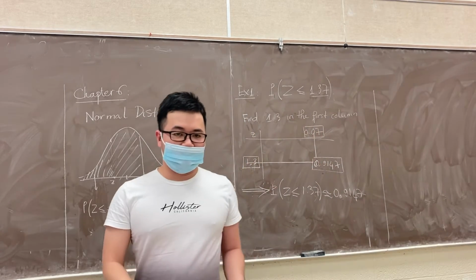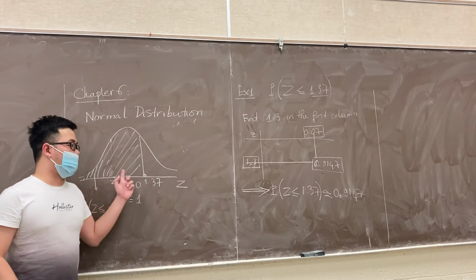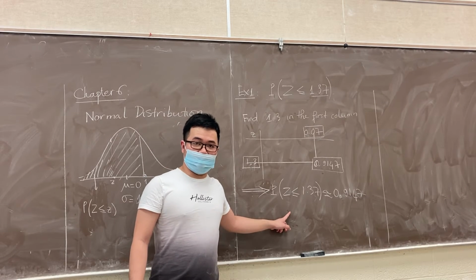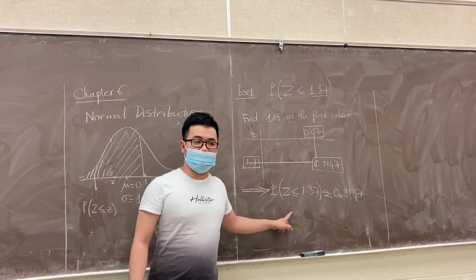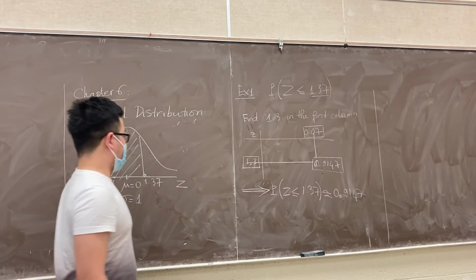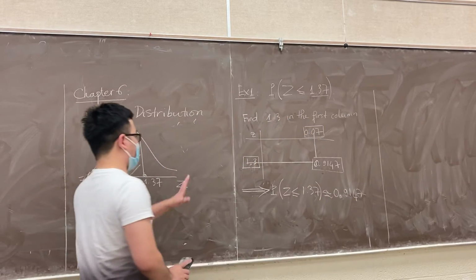That is the way to find the area of these regions, or find the probabilities for this value. Any questions so far? Now we will move on to the next example, which is harder than this example.